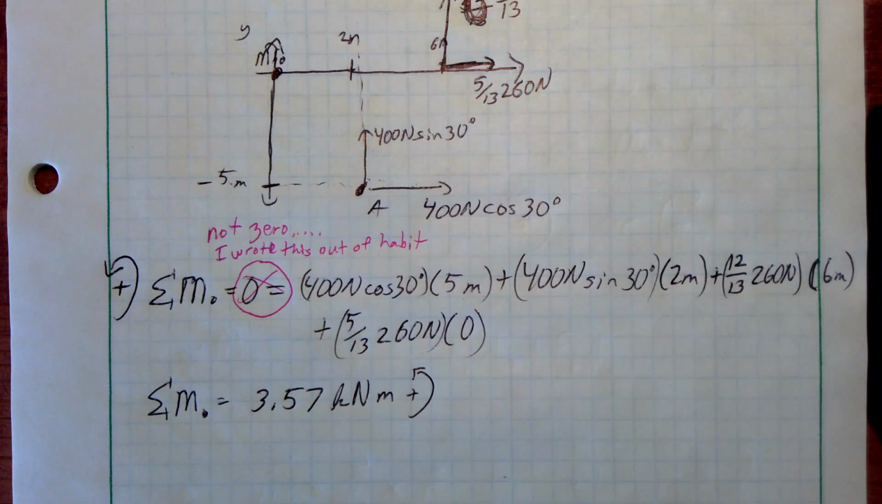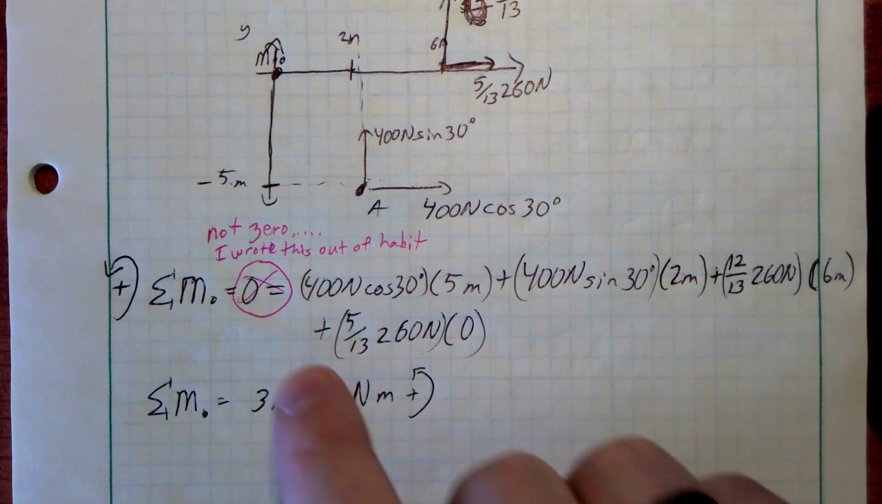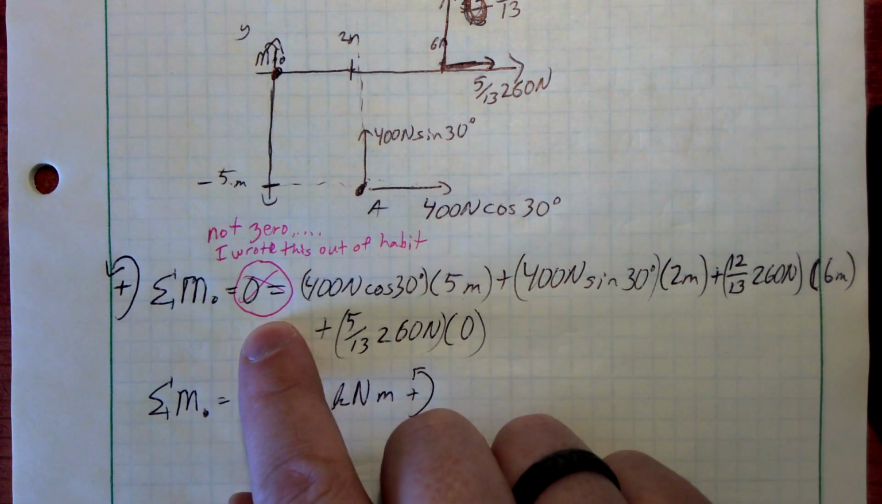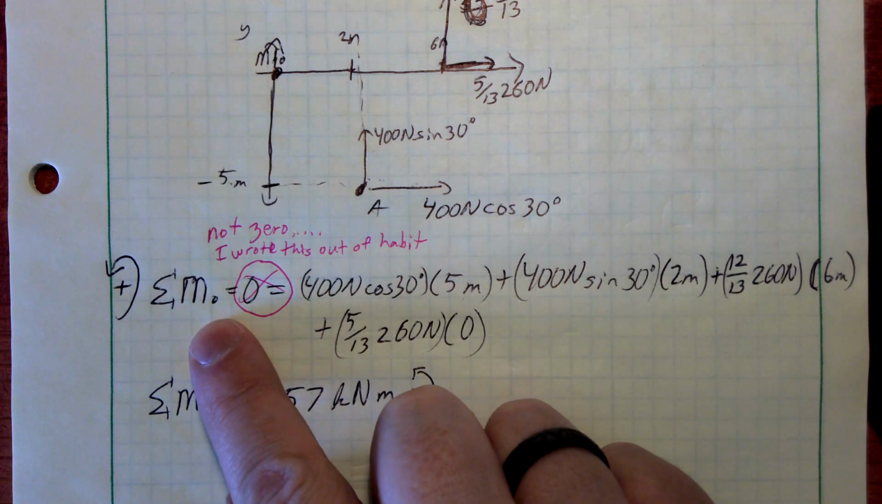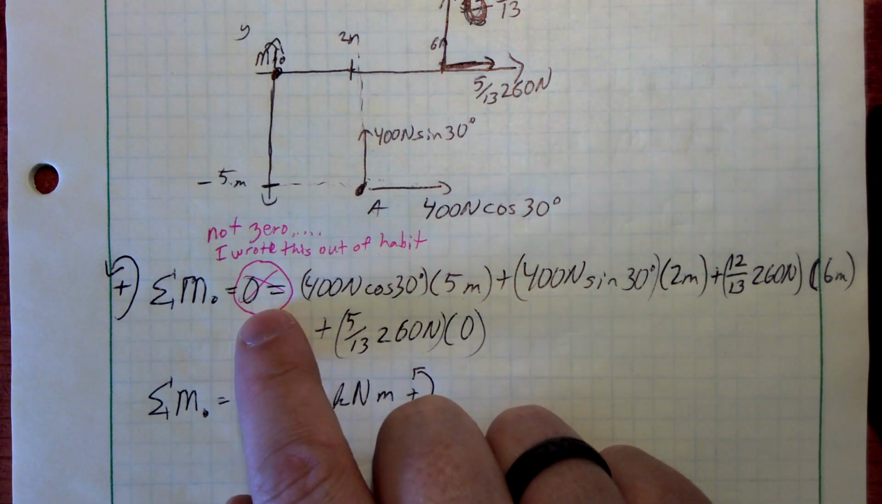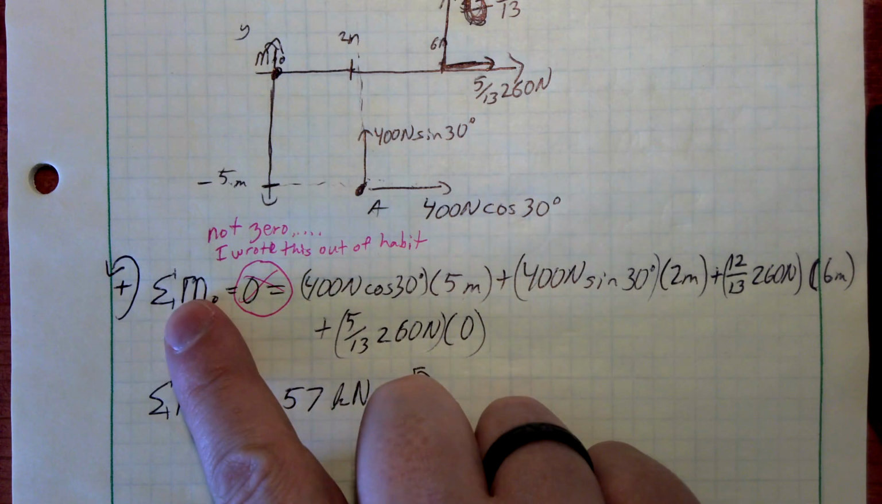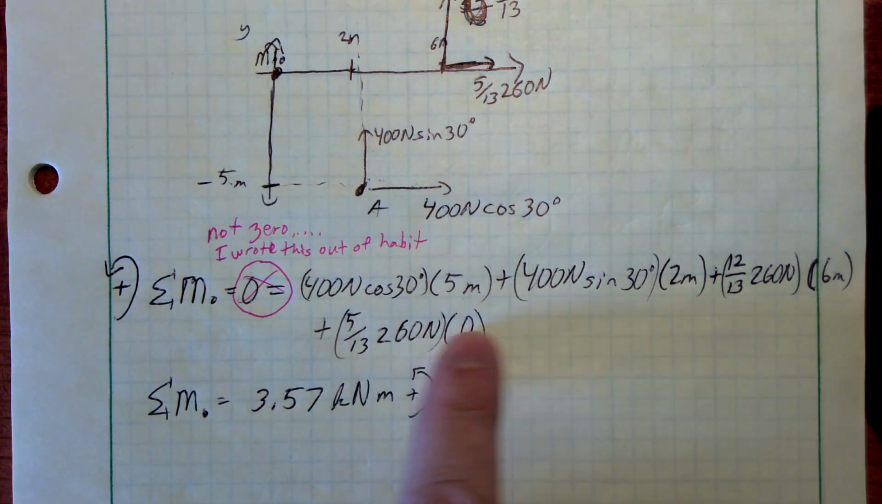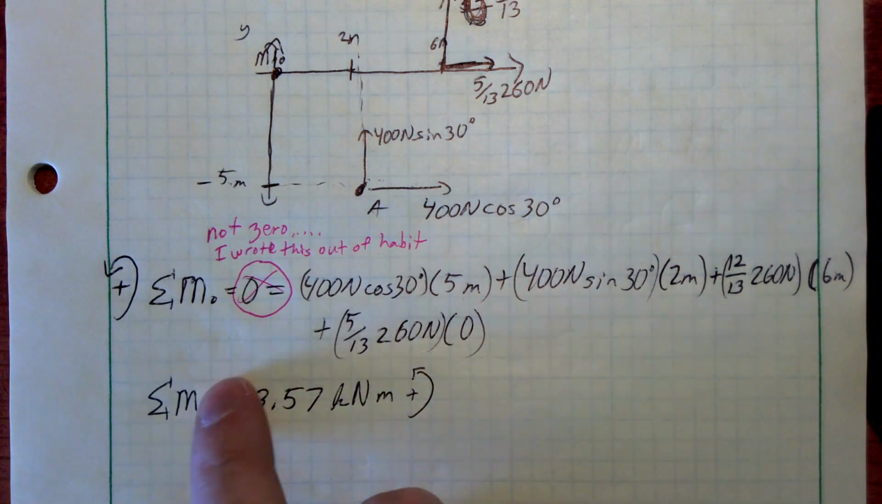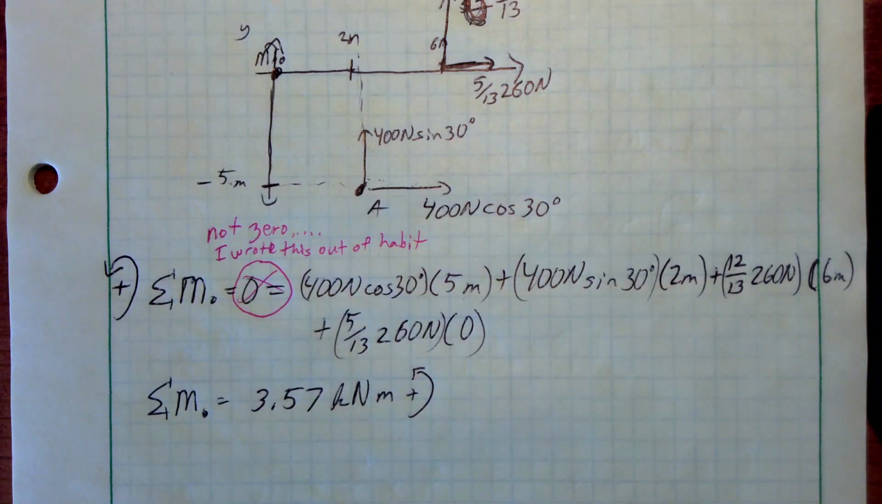So if we pick up, we continue on. I did write myself a note. The sum of moments for this particular example problem we just worked is not zero. There's nothing keeping this constrained or keeping this static. So the sum of moments is simply, I'm just going to add up all the moments, and I do have a resultant moment. But the sum of moments in this problem is not zero.